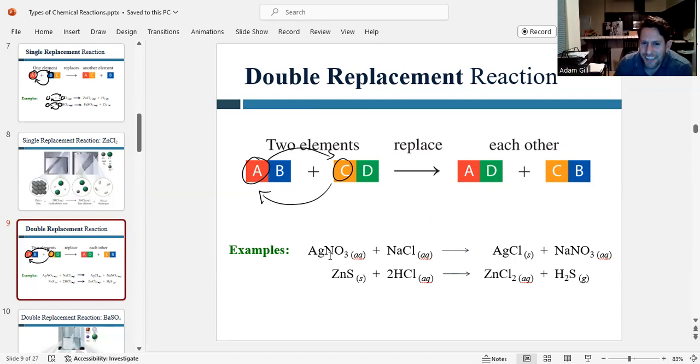So here's silver nitrate and sodium chloride. The silver and the sodium are going to swap places. And now you have silver chloride and sodium nitrate, or zinc sulfide and HCl, where zinc and hydrogen will switch places. And then you have zinc chloride and hydrogen sulfide.